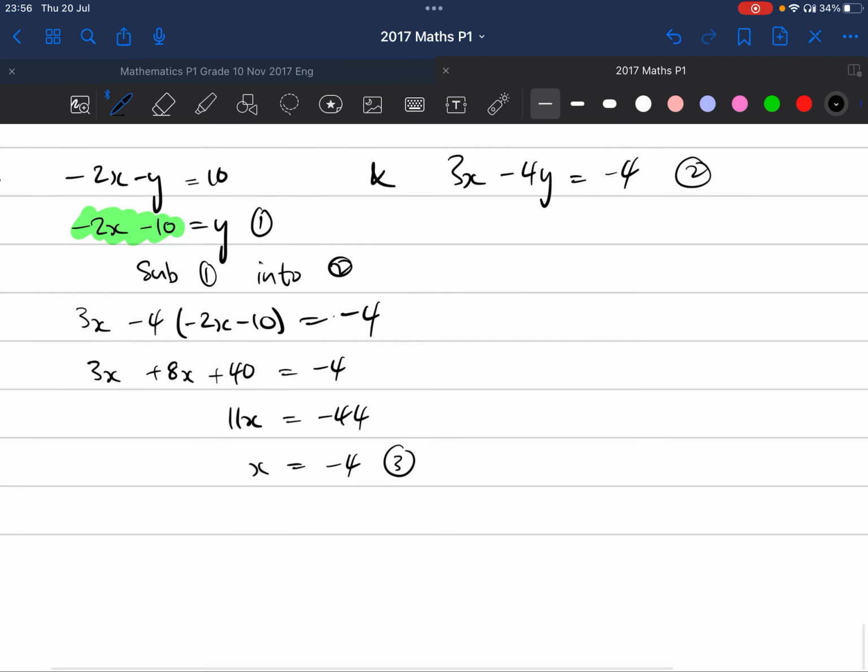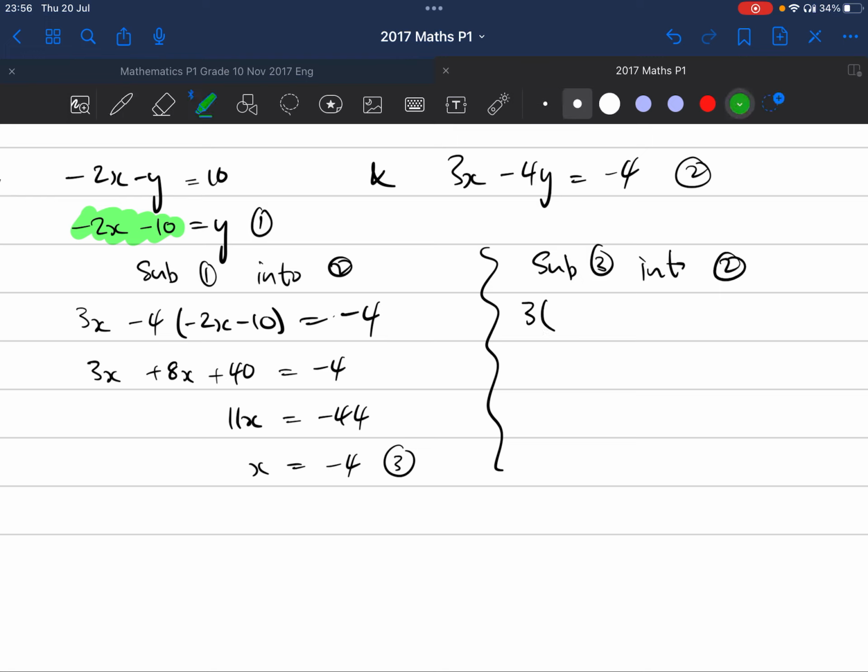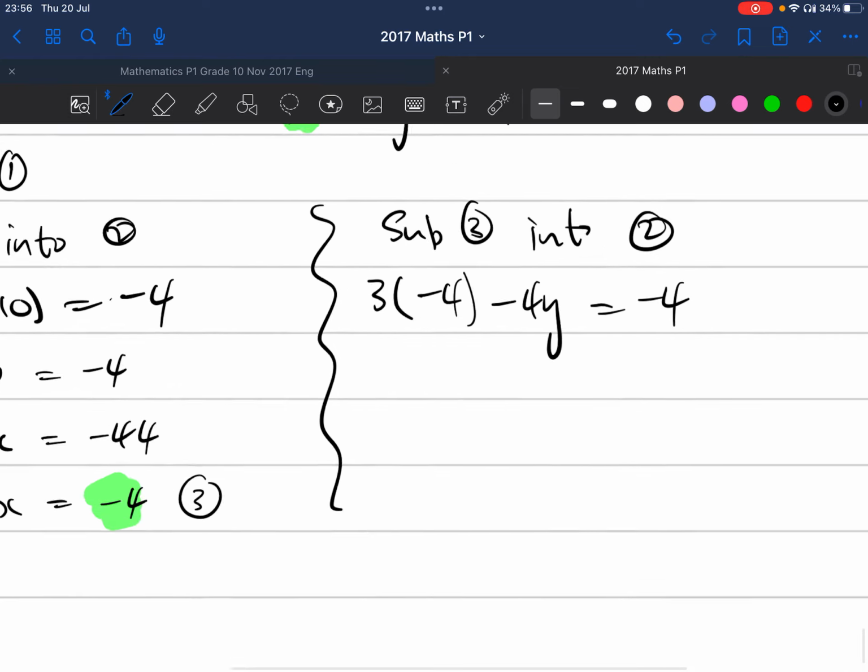Okay, and then I'll just split this in half, and then substitute equation number 3 into equation number 2. So 3, and now again in place of x, I'm going to substitute in minus 4. So 3 times minus 4 minus 4y equals minus 4.